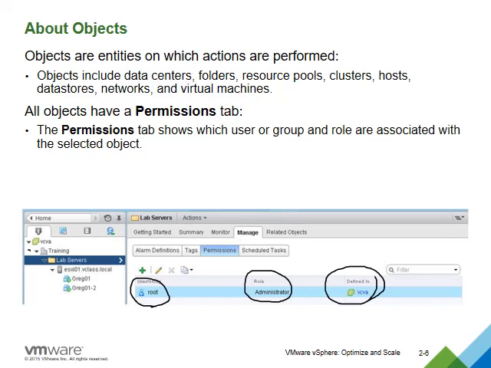And here it shows you've got your lab servers, your ESXi01, the Greg01 VM and the Greg01-2 VM. Basically you're on your Manage tab, Permissions, to show your users, groups, role, and where it's defined.